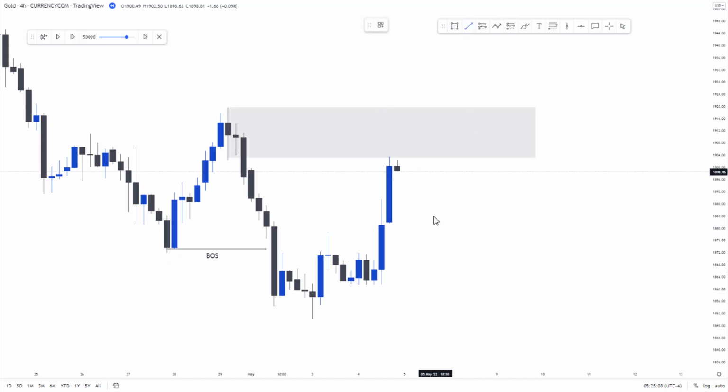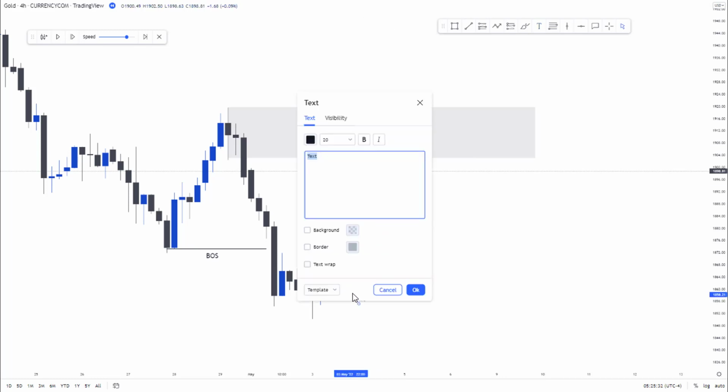Before we even talk about price tapping into my zone, what can we clearly see here? You can see that liquidity is resting below here. You can see it very clearly because we got these equal lows and price didn't take out this liquidity before coming to my zone.